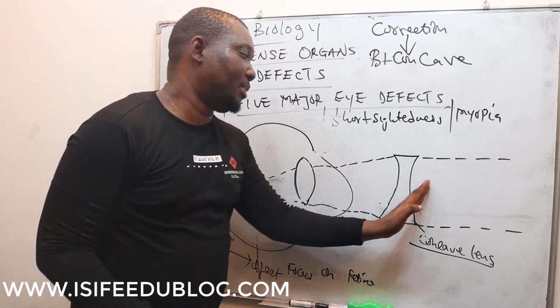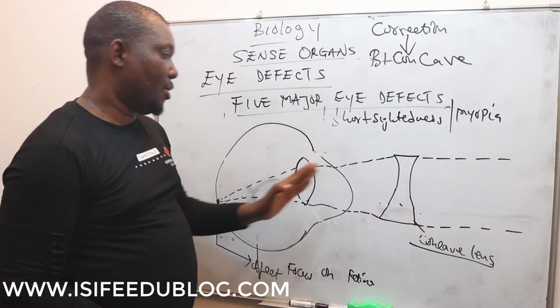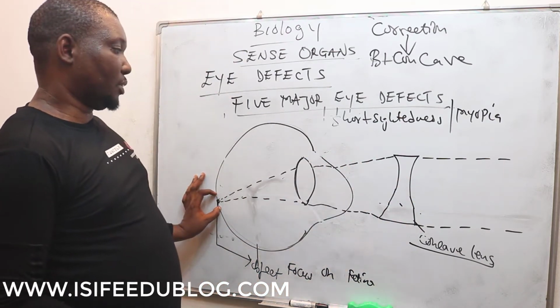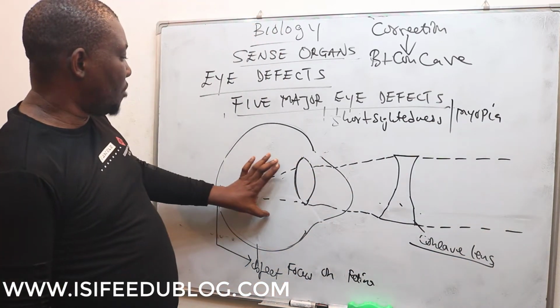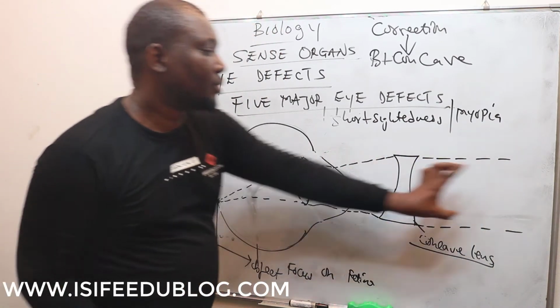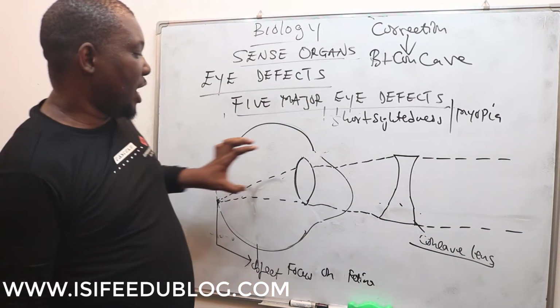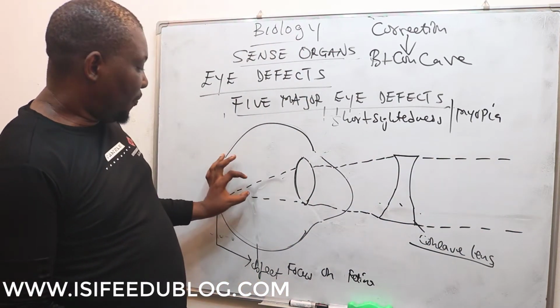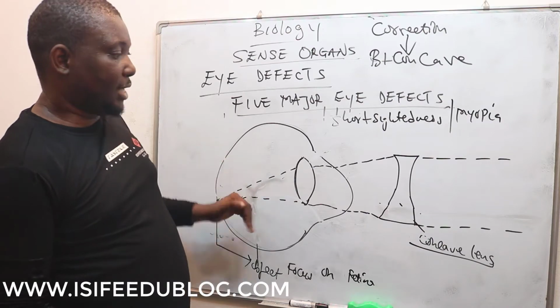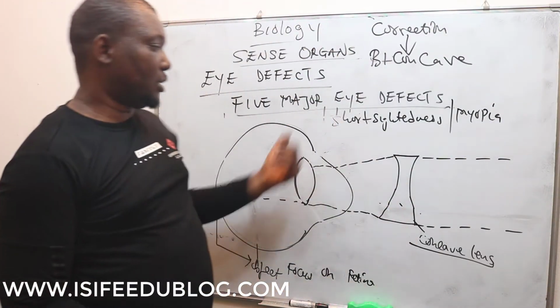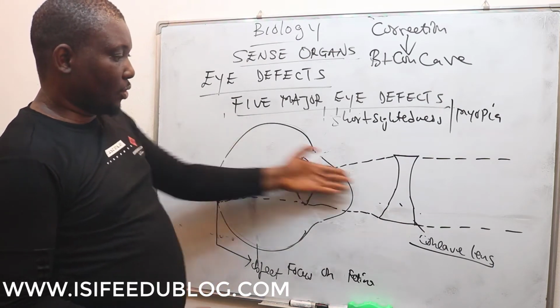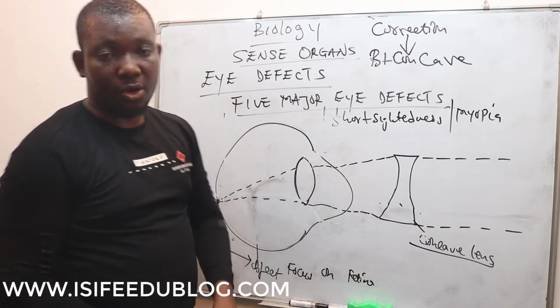So by the time the light enters from a near object, it is brought to focus. But if the object is too far, because of the too large size of the eyeball, the light from far will not be able to focus on the retina, but focuses before the retina. That is when this person cannot see objects very far and can only see objects very close. So this has been corrected by the concave lens.